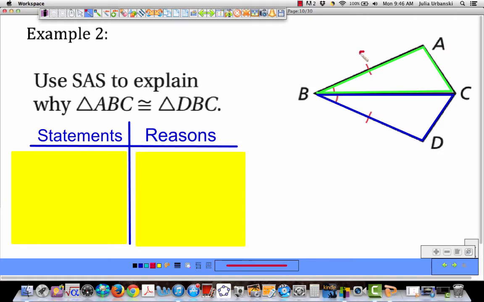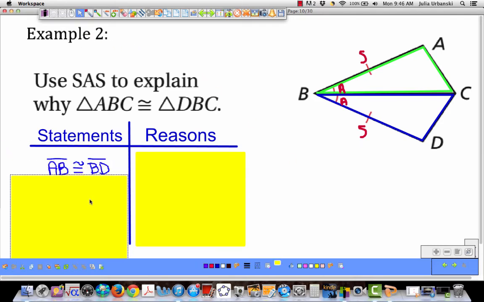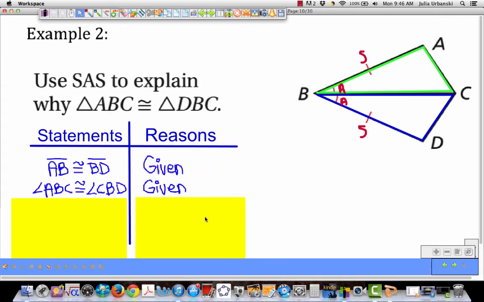So this represents a side right here that matches this side. This little mark here represents an angle that matches this angle right here. And now I look at what else I can see. I don't see anything else that's given to me, but I do have side AB is congruent to side BD, and I also have that angle ABC is congruent to angle CBD. Both of those are given from the markings.